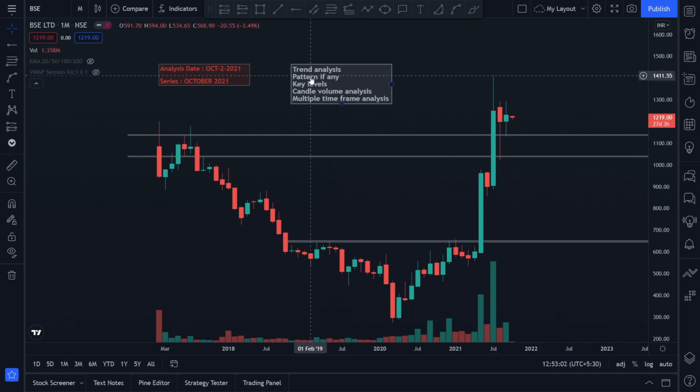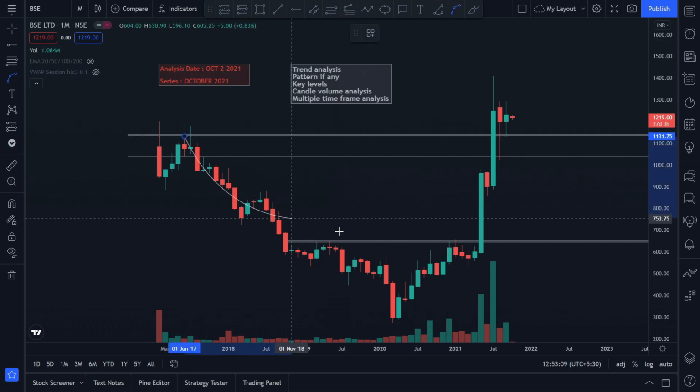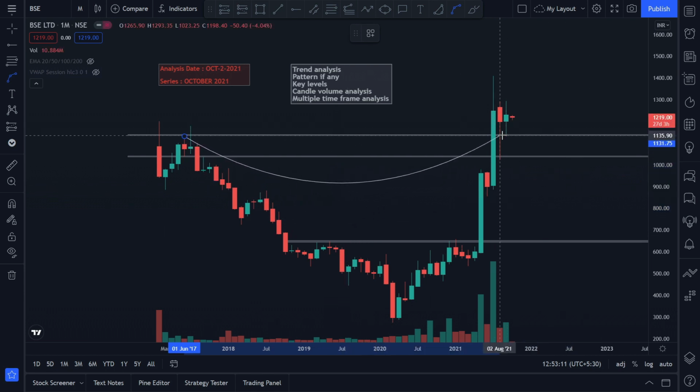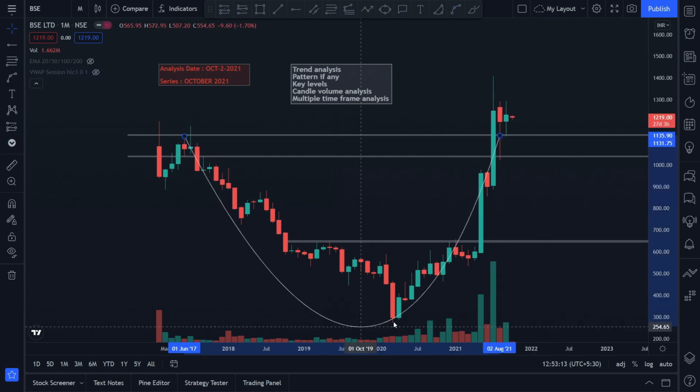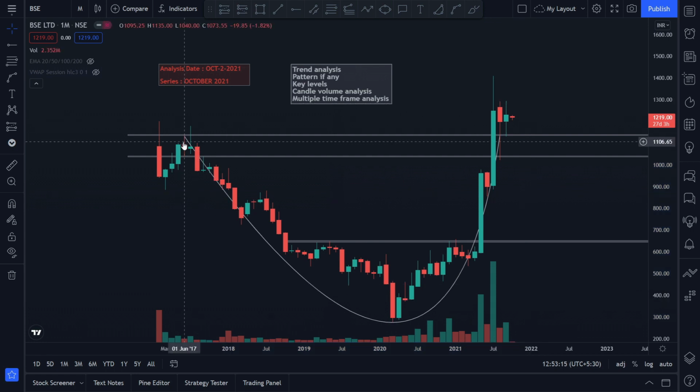So the next point, if you see, is pattern, if any. We will scan the charts for any kind of patterns formed. To me, there is a rounding bottom kind of structure that has formed and given a breakout. If you see, the stock has fallen completely, reversed here and bottomed out, and then reversed from here and broken out of the previous resistance as well. So it's kind of a round bottom. That is why we call this a round bottom. It is a bullish sign. So definitely the stock is looking good.